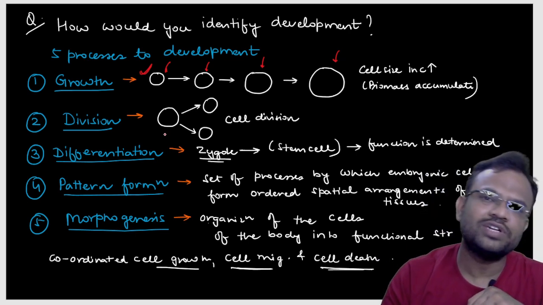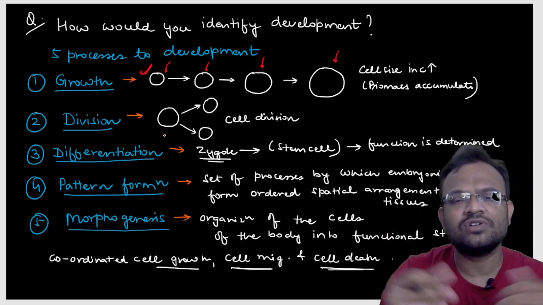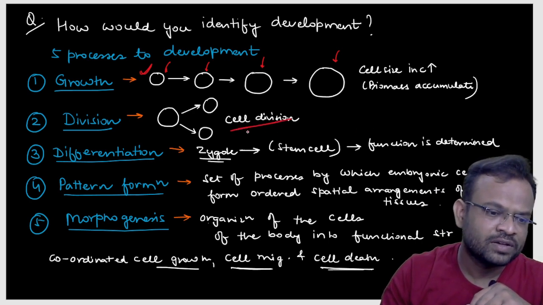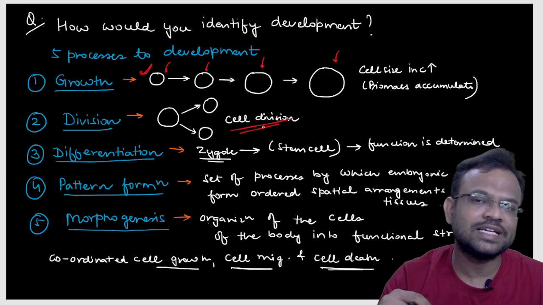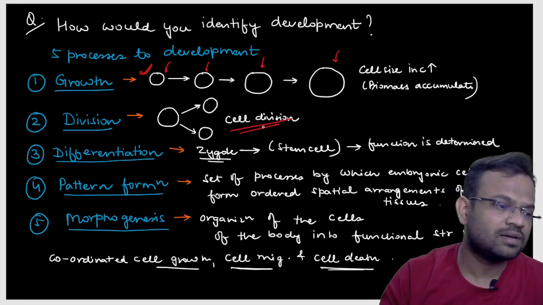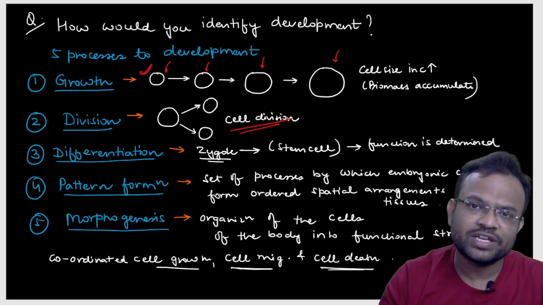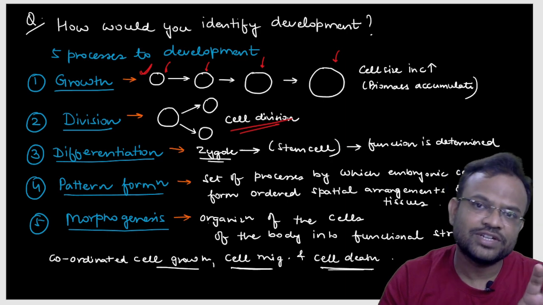Now let us move on to division. When you can see that one cell is dividing into two cells, this is also an identifying feature of development. This is cell division. I have also told you about the division that takes place in the cleavage phase, right? So over there also cell division is taking place. So cell division is again a characteristic feature of development.